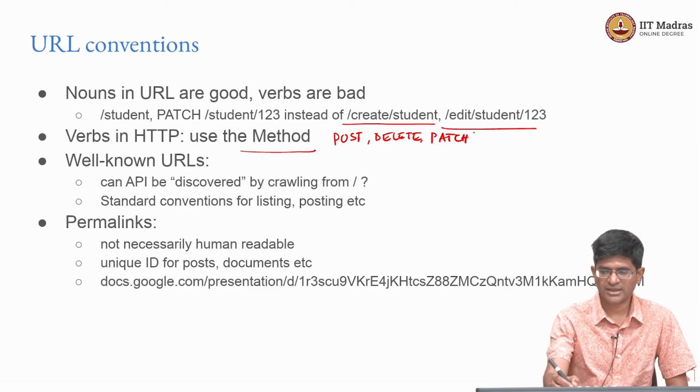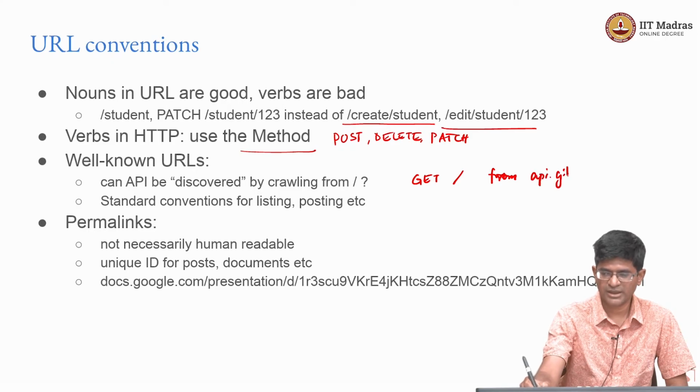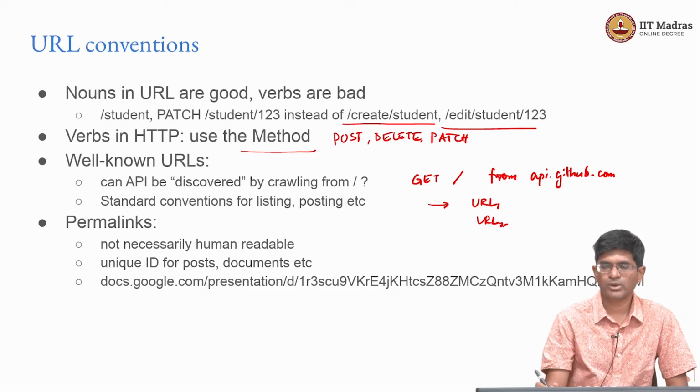But it could be, for example, that a GET / from something like, let's say, api.github.com will give you back a number of different URLs, and these URLs in turn are going to be useful information. Either they'll give you a list of users, or they'll give you a list of projects or public repositories, things of that sort. Essentially, in other words, the system is in some sense trying to be self-discoverable.